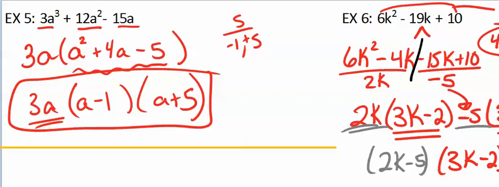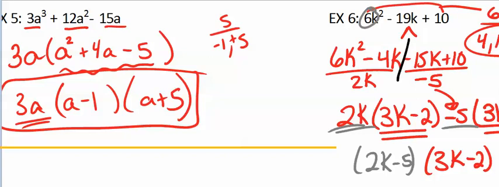Another way is just guess and test. You can think of the factors of 6, which are 1 and 6, or 2 and 3, and you try different combinations and test that versus different combinations of the factors of 10, which are 1 and 10 and 5 and 2.